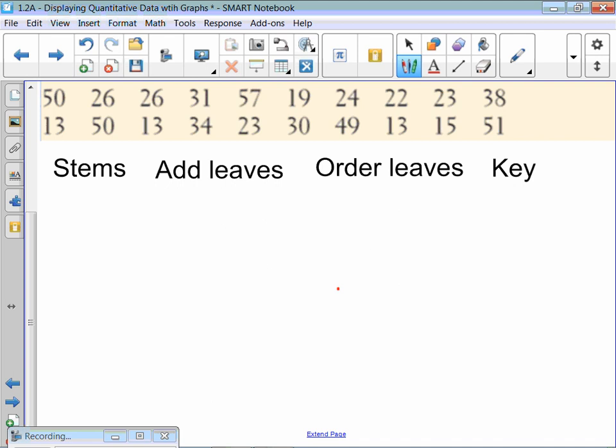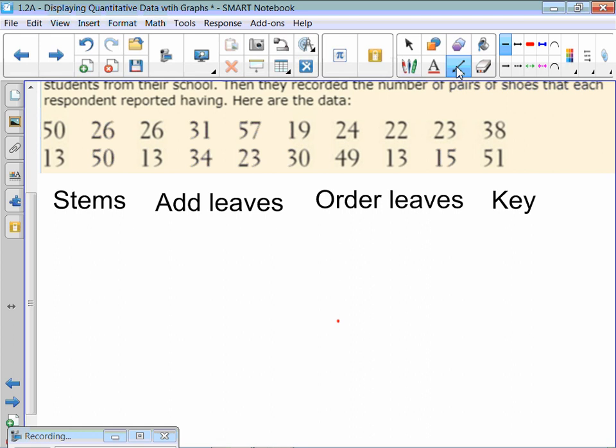All right, so the steps are to do your stems, to add the leaves, and then to put it in order, and to do a key. So those are the steps. You should just kind of write those down. Stems, add the leaves, then put the leaves in order, and then do a key. So a lot of people forget the key. Don't forget the key.